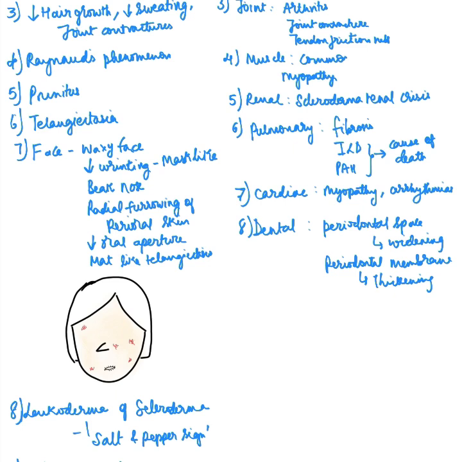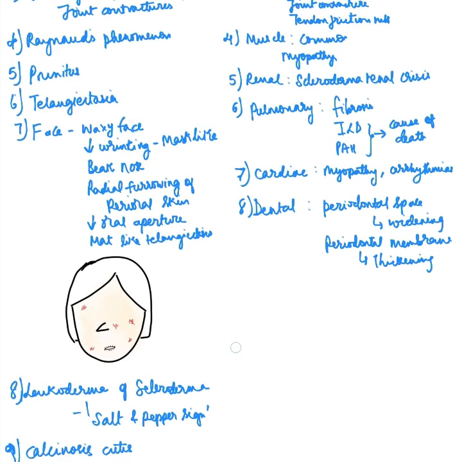face becomes, because of the sclerosis and thickening, waxy, and there is reduced wrinkling, and the nose is beak-shaped, and there is radial furrowing of the perioral skin, and because of that sclerosis there is also reduced oral aperture, and even mat-like telangiectasias are seen on the face.